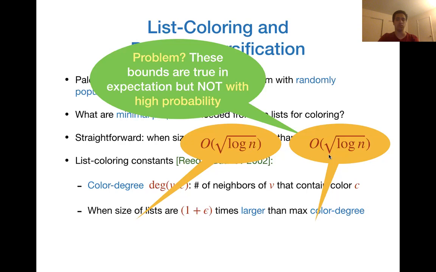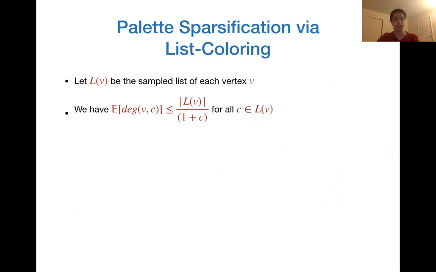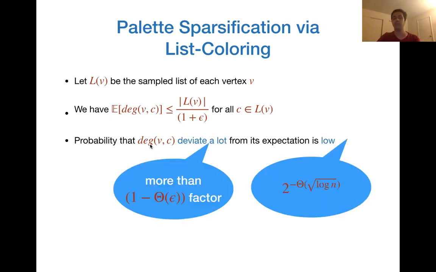Now let me show you how we can use this to prove the result. Let L(v) be the sampled list of each vertex v, and notice that for any color in this list, after we do the sampling, the expected color degree of a vertex is going to be the number of neighbors divided by the size of the list, divided by 1 plus epsilon. And the reason is that each vertex has delta neighbors, each choosing its color from a list of 1 plus epsilon delta colors. Now, we have bounded the expectation, and the neighbors of v are choosing their colors independently. So we can apply a very simple Chernoff bound to say that the probability that the color degree deviates a lot from the expectation is not large. In fact, the probability that we deviate by more than a 1 minus epsilon factor is roughly 2 to the minus square root log n. Good. This is just Chernoff.